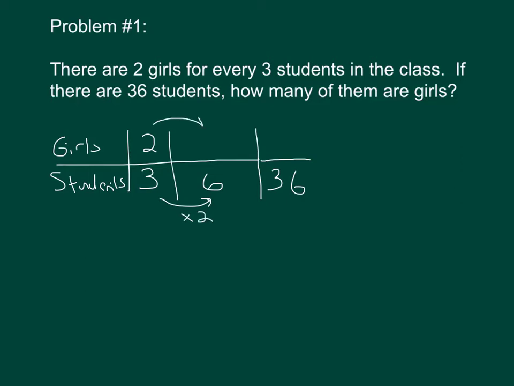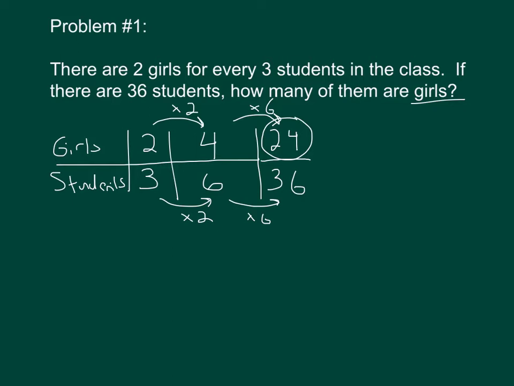And then if I double on the bottom, I double on the top, so I get 4. So that means that 2 compared to 3 is equivalent to 4 compared to 6. Oh wait, and I know I can do 6 times 6 will get me 36, so I can solve the problem. So 4 times 6 is 24. The question is, how many are girls? So 24 is my answer.